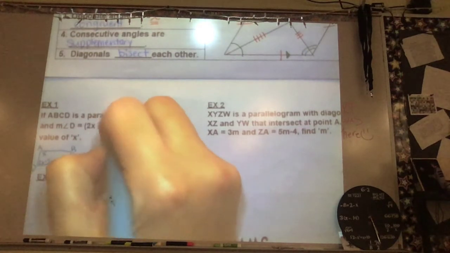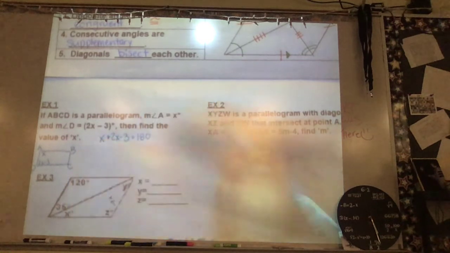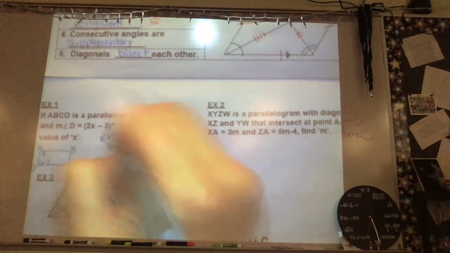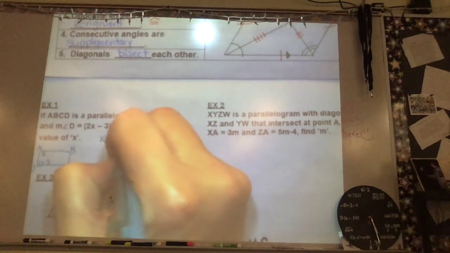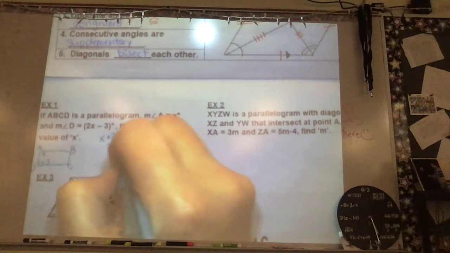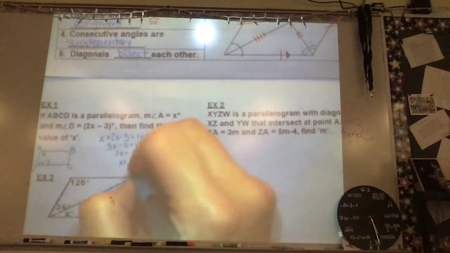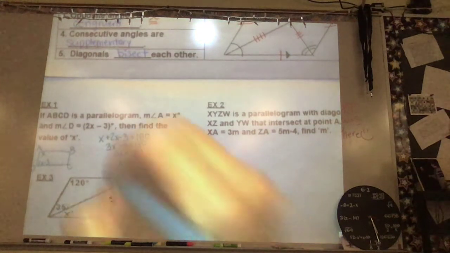Setting this up, they would add up to 180. x plus 2x minus 3 equals 180. Combining like terms, I have 3x minus 3 equals 180. Adding 3 to both sides, I have 3x equals 183. And then dividing both sides by 3, x equals 61. That sound right? Okay, then find the value of x, that's all they want.